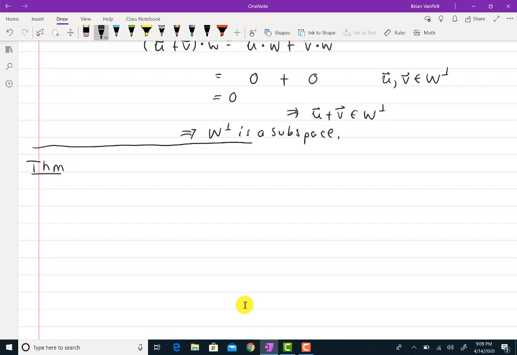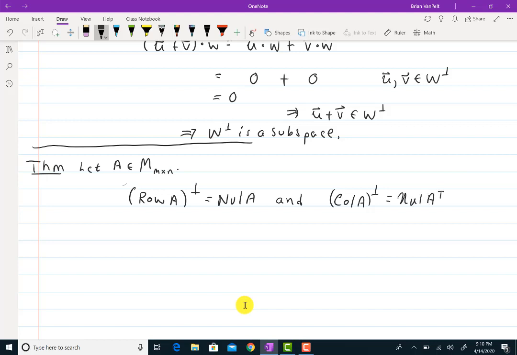Theorem. Let's go to matrices. Let A be an m by n matrix. What we have is that row A perp equals the null space of A. Let me fix my perp. And the column space of A perp equals the null space of A transpose.